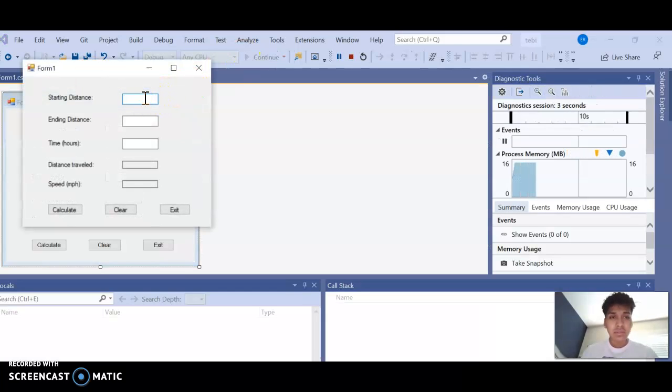Let's say we started, of course, at 0, and then we finish at 200. So how long is it taking us? Let's say it's taking us maybe 4 hours. And then we calculate: distance traveled 200, speed 50 miles per hour. All good, it works, and it's something simple.